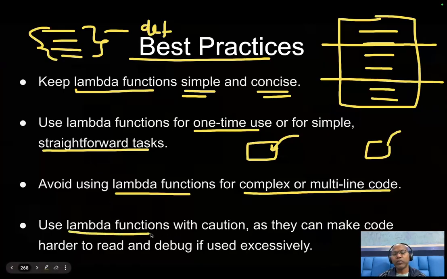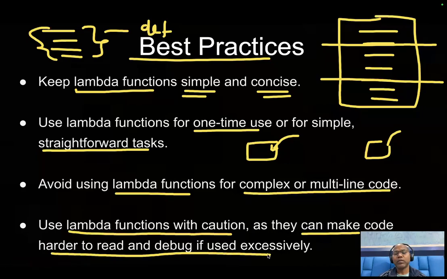Use the Lambda function with caution, because it can make code harder to read and debug. This is the drawback of the Lambda function. It is very hard to debug. Okay, so be careful. Debugging is very hard in a Lambda function. This is not an ordinary function. You can apply debugging and everything, but Lambda functions are used for simplicity and conciseness.